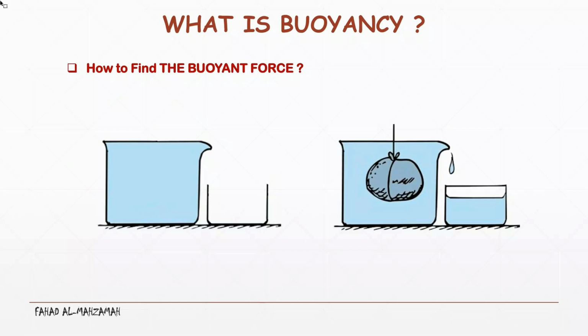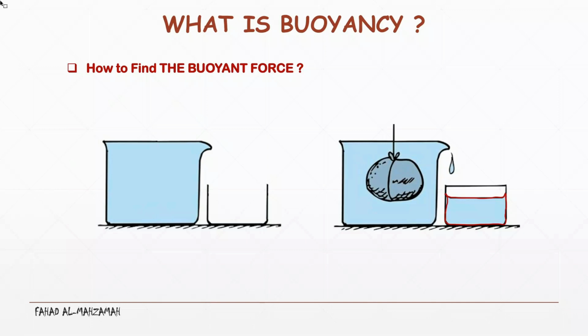So let's see the picture of the object. This is the object. We put the object inside the full cup of water. We find that some liquid has been displaced by the object, and this liquid we put inside a small cup. So the displaced liquid is inside this cup. This is the amount of displaced liquid that has been displaced by the object. Now what can we understand from this example?